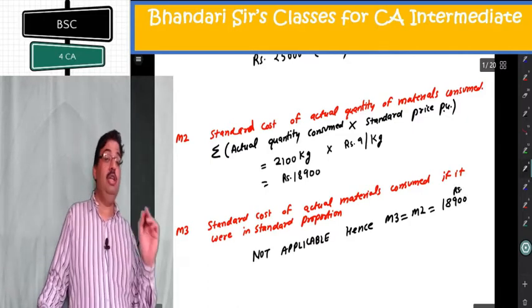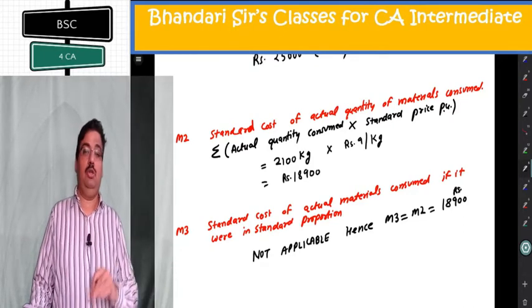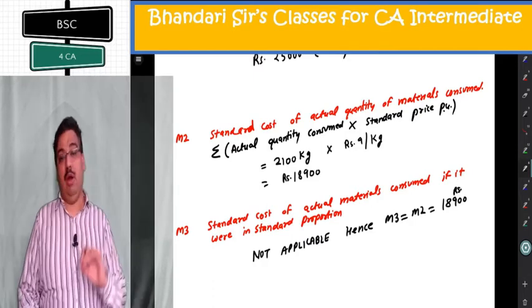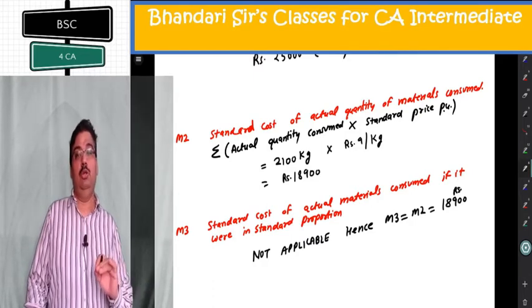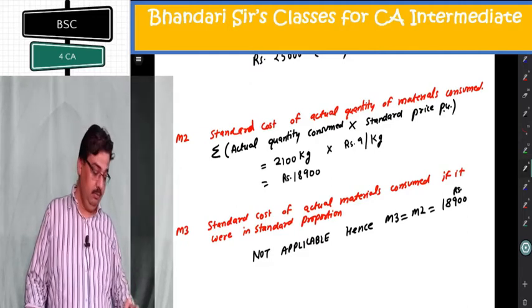I have told you the condition of applying M3: when there are multiple materials. In this question there is a single material, so M3 is not applicable. When any step is not applicable in the model steps approach, you take the value of the earlier step. So M2 is taken here.